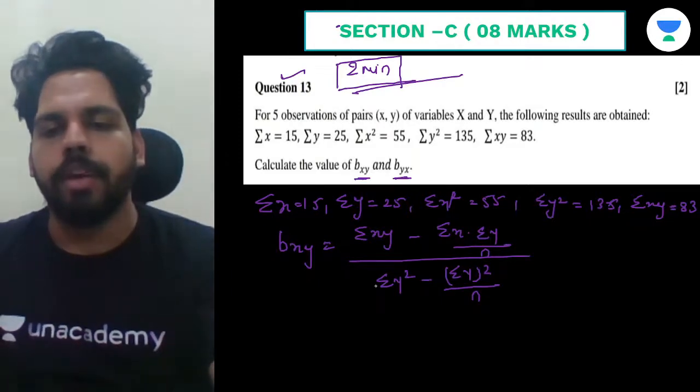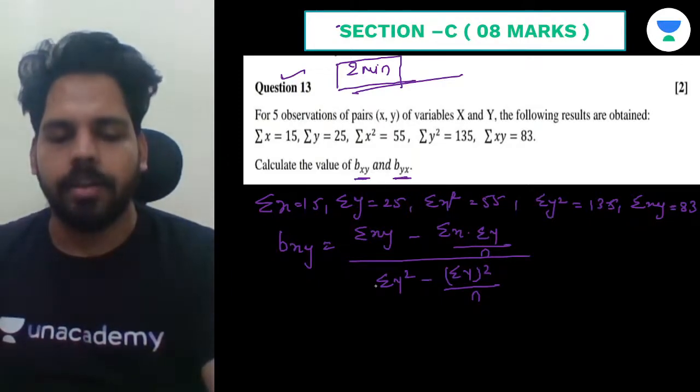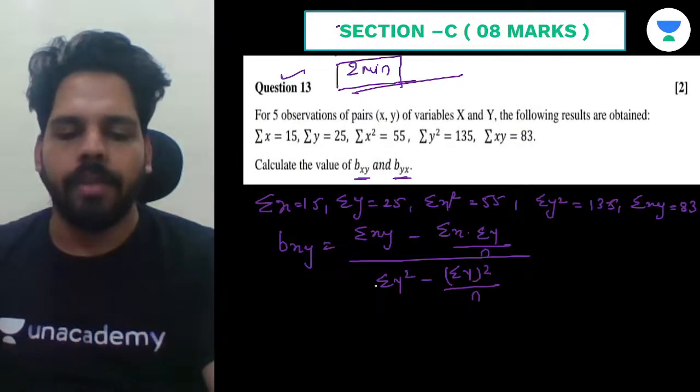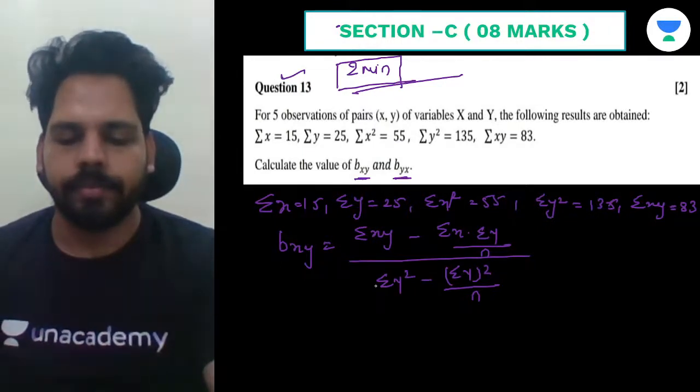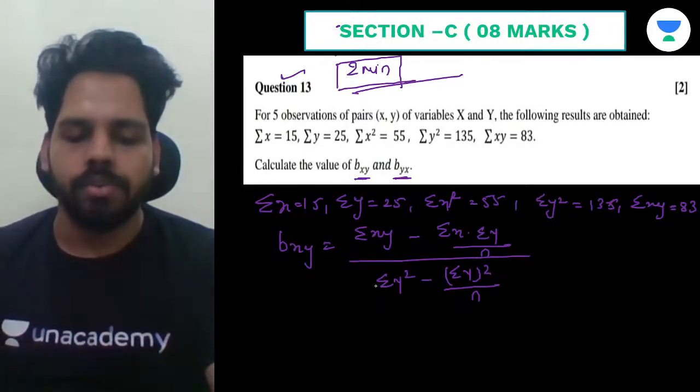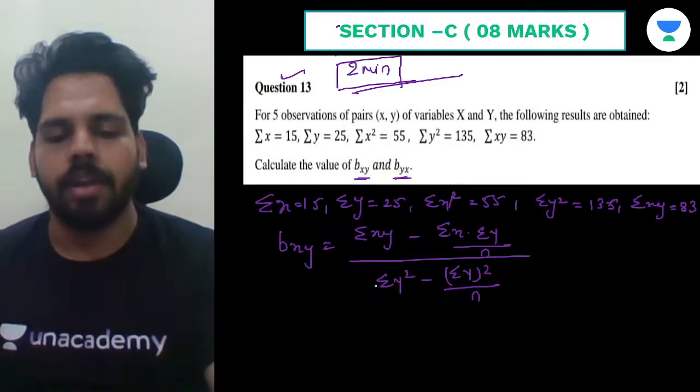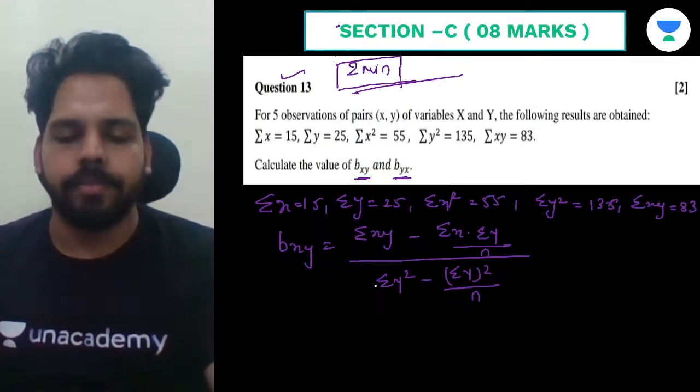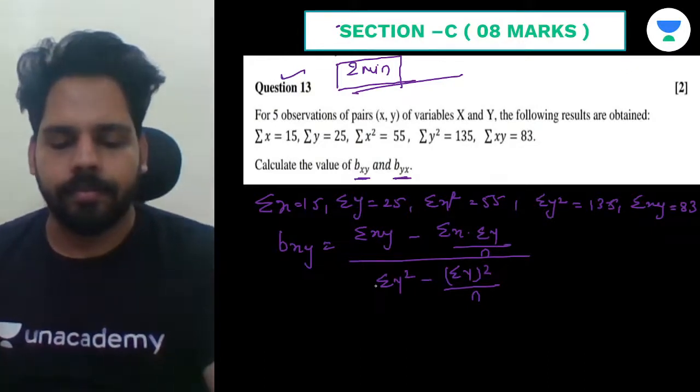This is the formula which you can apply to find out b of x on y. Now I am waiting for you to answer the question. I think you will be able to solve it within a minute. So you have a minute to solve this question. Now just get the answer. Try it.